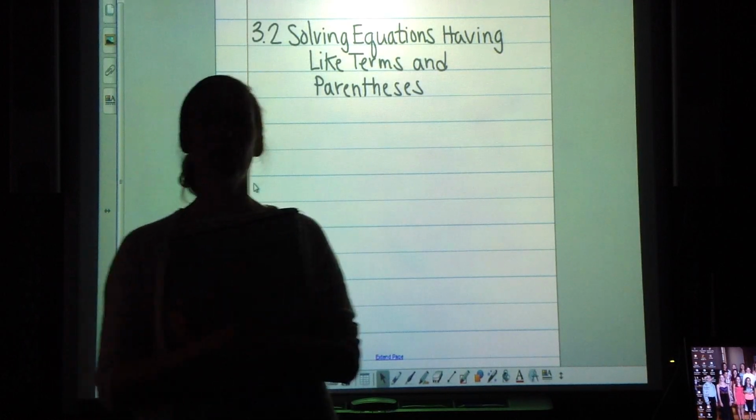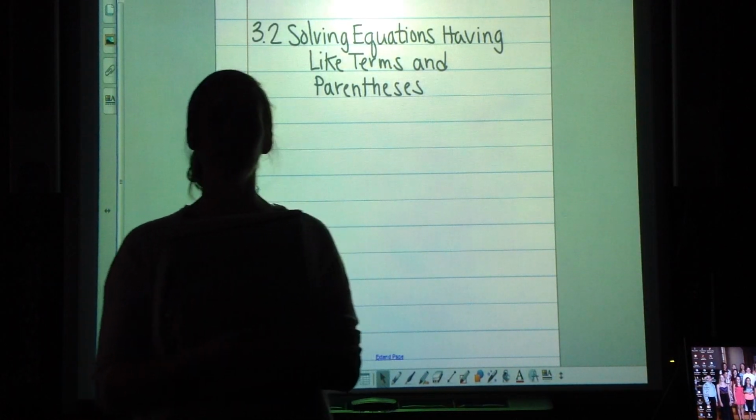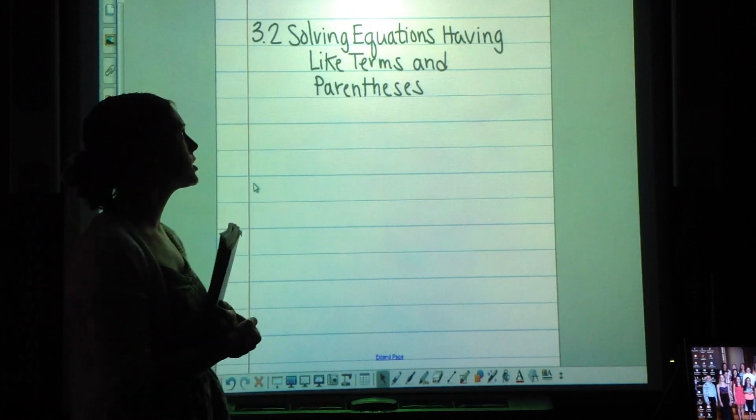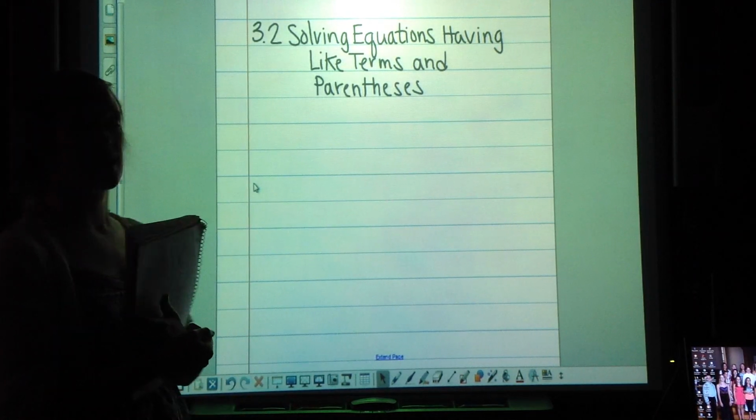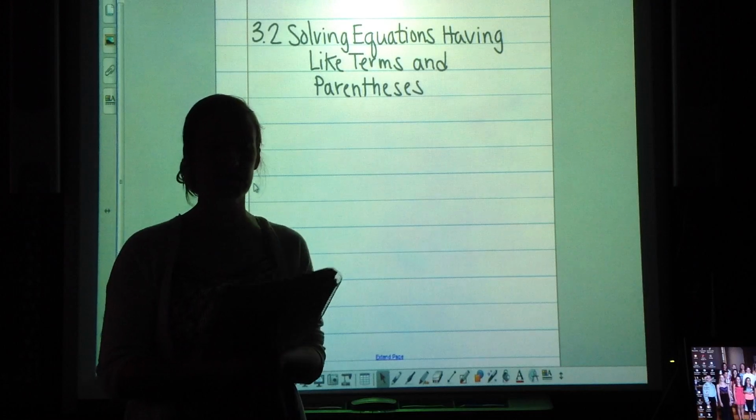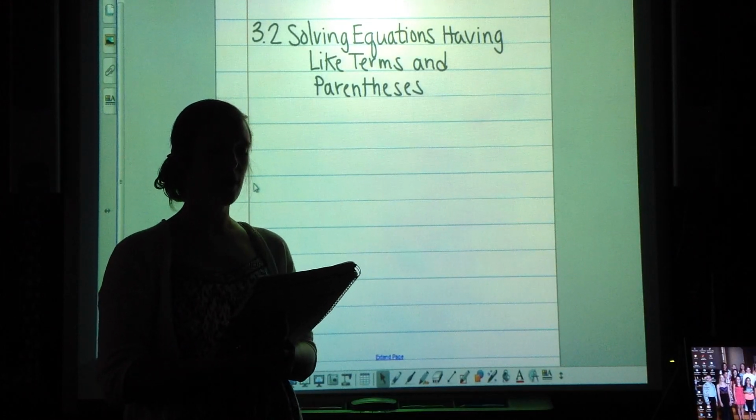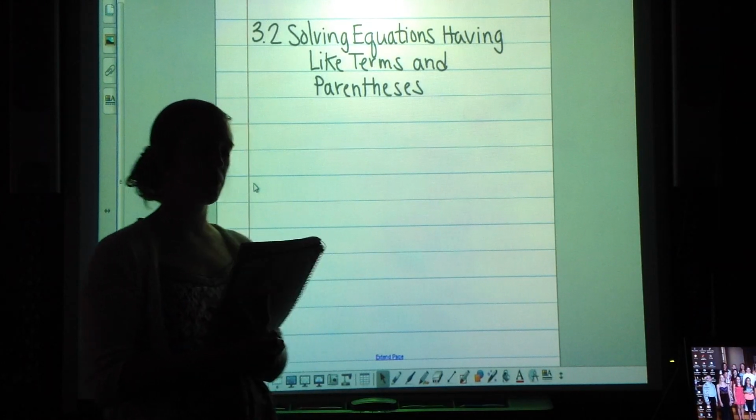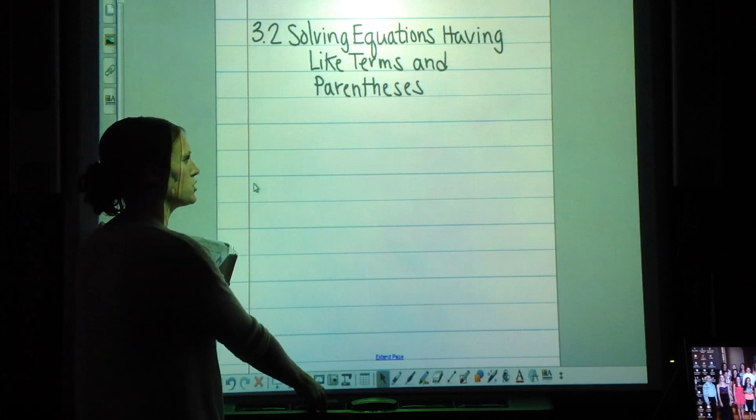We're going to continue this chapter with solving multi-step equations. This time we're going to be solving equations that have like terms and parentheses. Our goal is to solve equations using the distributive property. We're going to start right there, the distributive property.